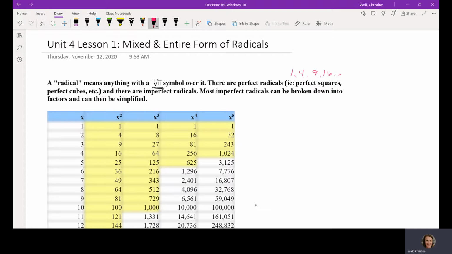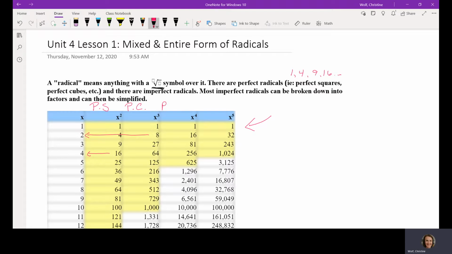I actually gave you a table of all of the perfect squares. These are perfect squares: 1, 4, 9, 16. If you look over to the left, that's its square root, so the square root of 16 is 4. These are a list of all the perfect cubes. 8 is a perfect cube, and if we look all the way to the left, its cube root is 2.